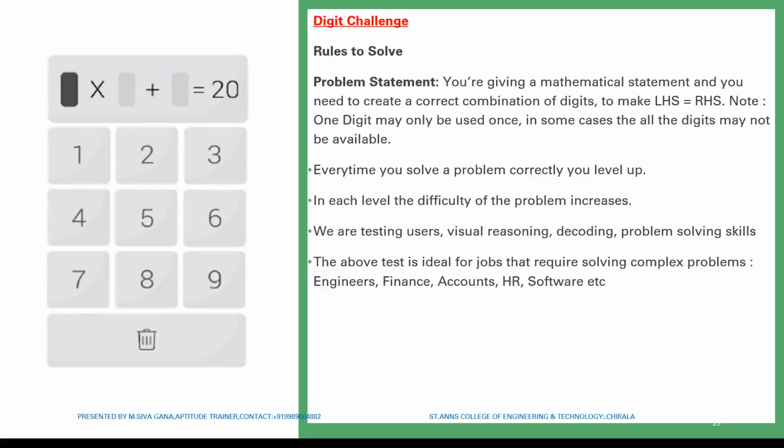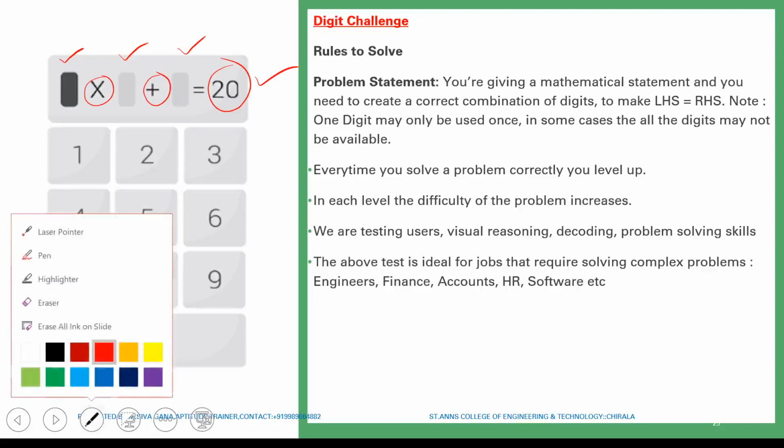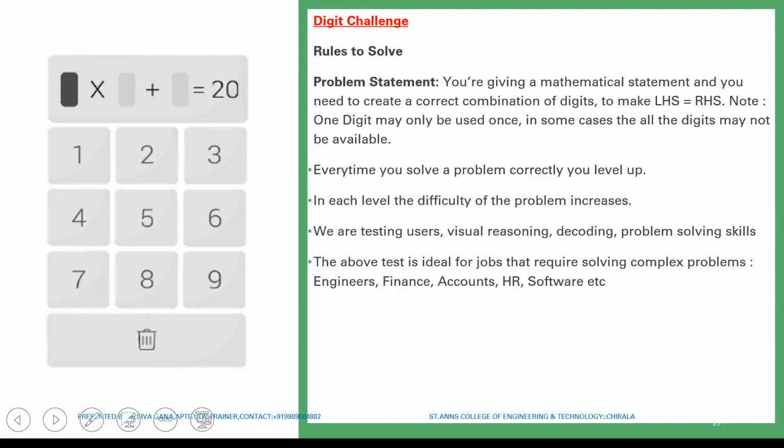In this digit challenge, you need to bring this equation. Here this is empty. You need to select a digit, perform this operation and this operation on those selected digits, and your result should be 20. Very simple thing, right? Now remember, you need to select each value only once.